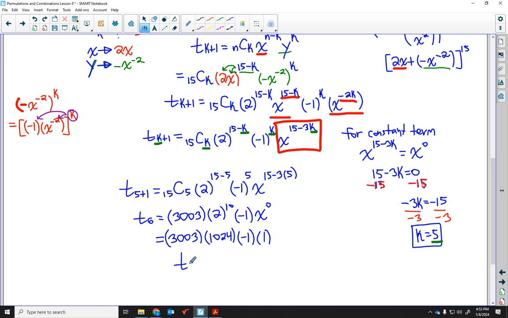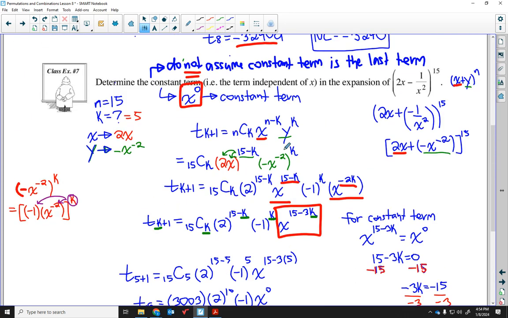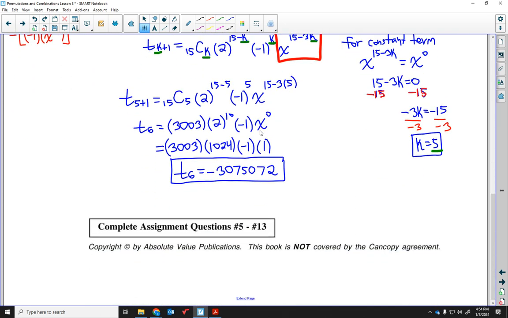So the constant term, which is term 6, would then have a value of negative, and I believe it is negative 3 million 75 thousand and 72. Let's double check that, okay? So it is negative 3,075,072. And like I said, that's probably as difficult as a problem is going to get with using the general term formula from the binomial theorem, trying to figure out what the constant term is.